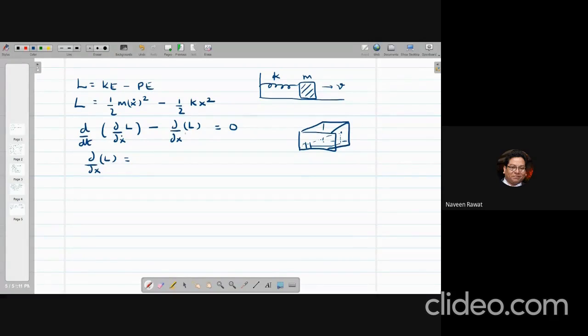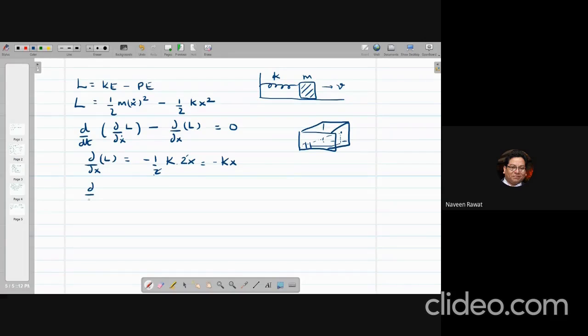So first we will take the partial derivative with respect to x. All these other variables are constant, so we cannot take a derivative of this; it will be 0. So we get minus 1/2 k x squared. k is constant, and the derivative of x squared is 2x, so the 2 and 2 cancel. You get minus kx as the partial derivative with respect to x of this Lagrangian. That is your second term.